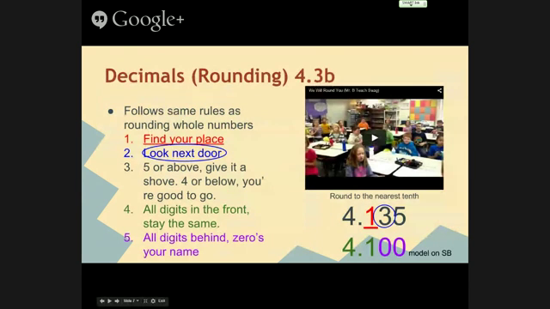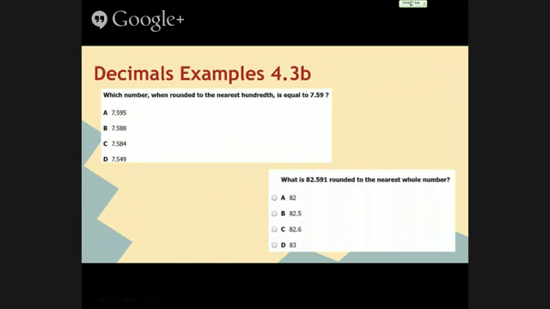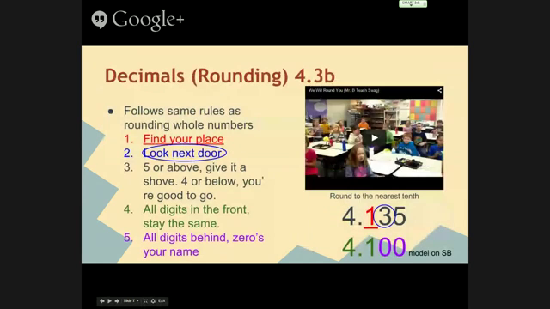So the next thing with decimals is rounding. And before we get started, we recorded a little video in the beginning of the year about rounding, so I'm just gonna play that for you guys.